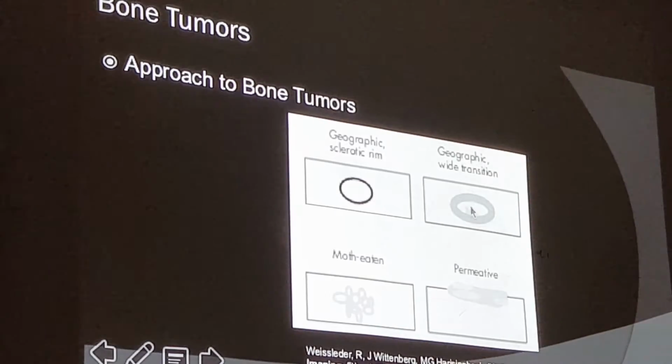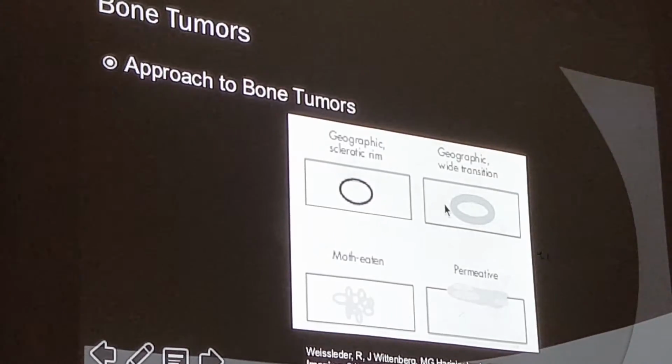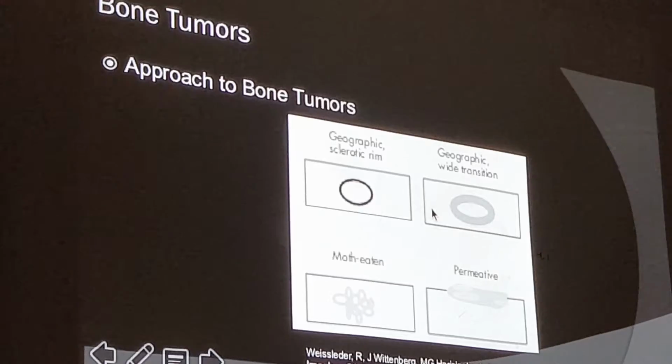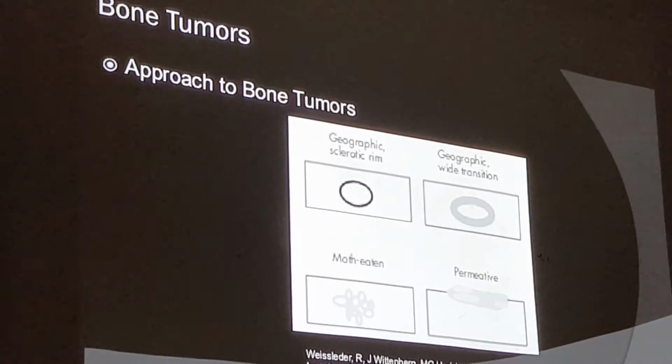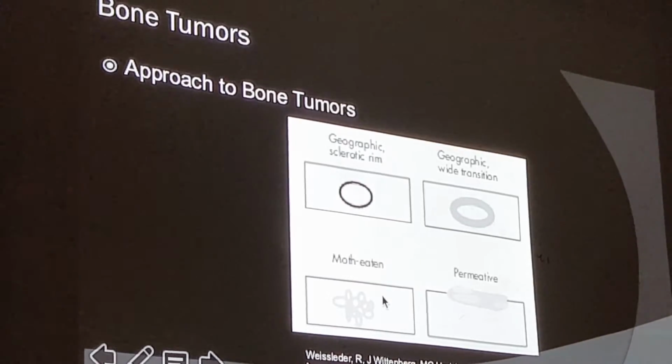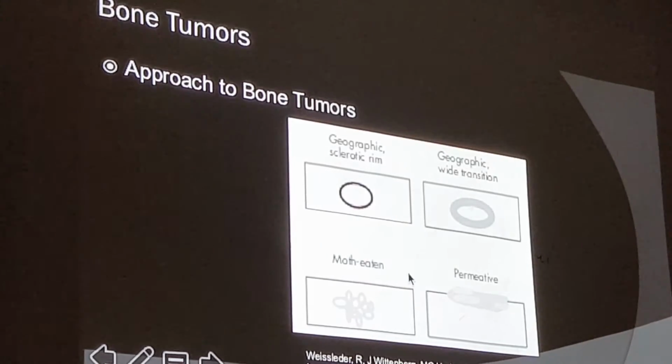Ito. Non-aggressive because sclerotic ring well defined, the bone has time to react to your lesion and form a ring around it. Whereas moth-eaten and permeative, these involve the bone so fast that the bone cannot react. So ito, if you see this, that's a good sign. If you see this, that's a bad sign. That's already a sign of aggressiveness.